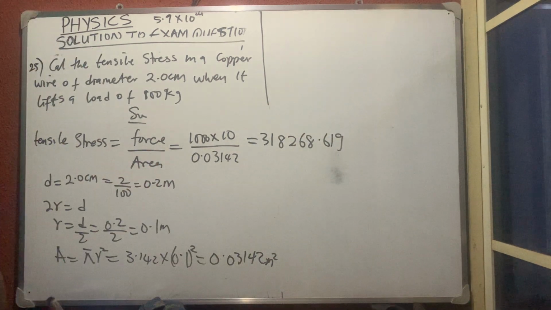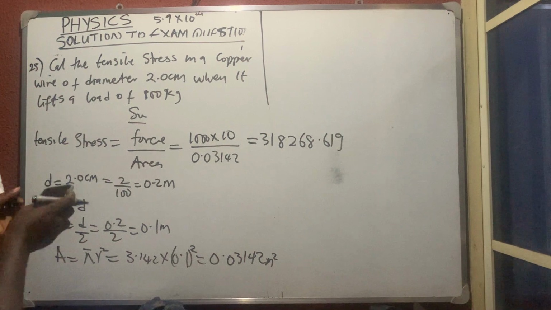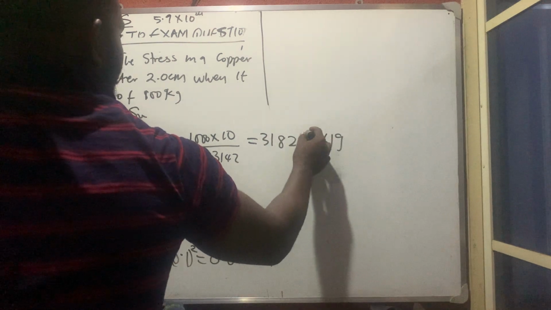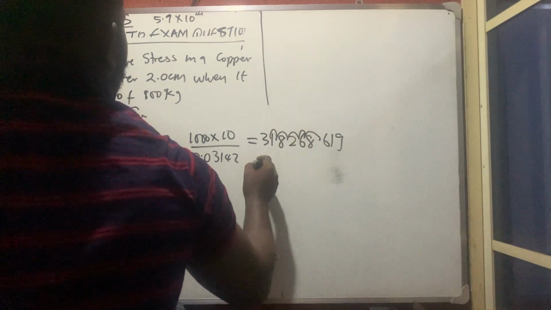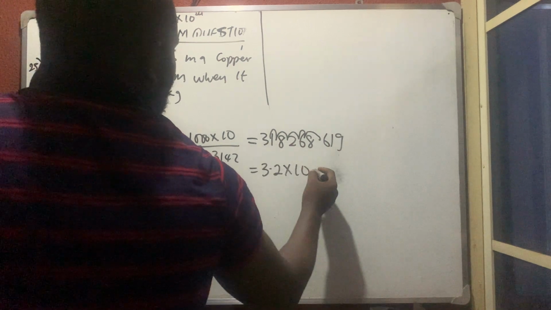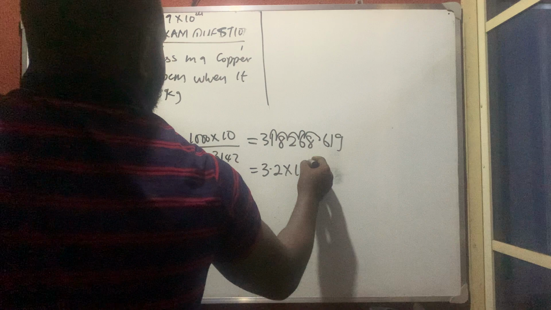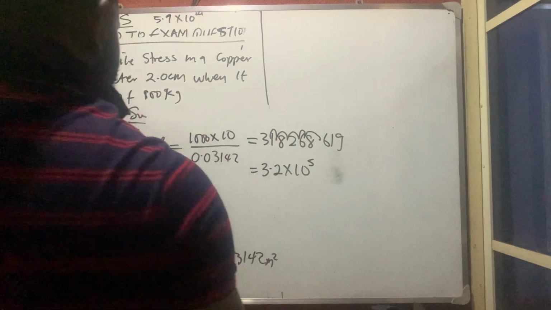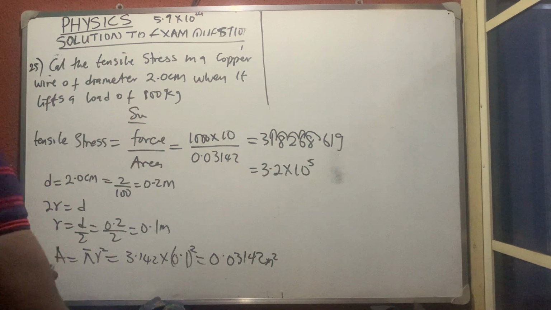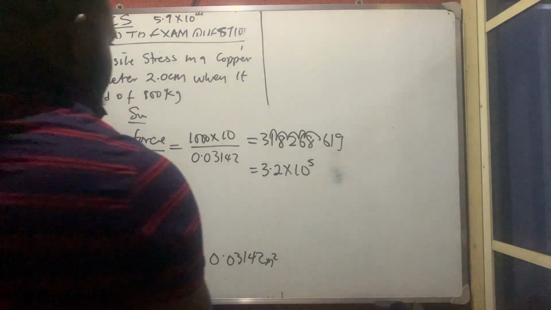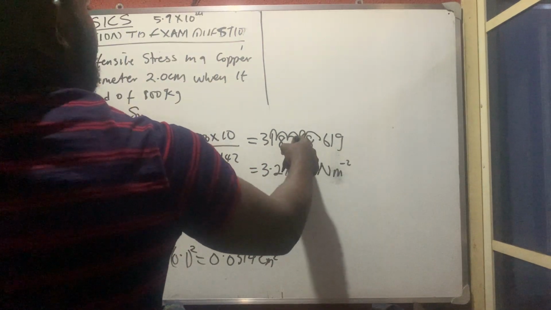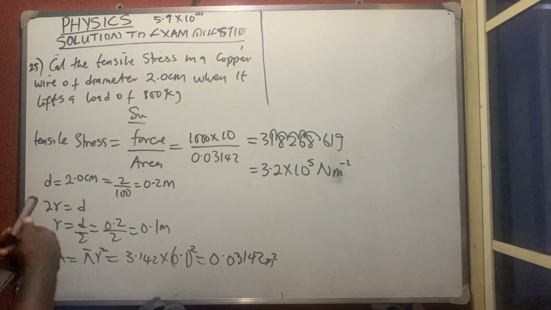318,268.619. So if you want to approximate, this is how many? 1, 2, 3, 4, 5. So this is approximately 3.2 times 10 raised to power 5, in Newton per meter square. So that is that for that.